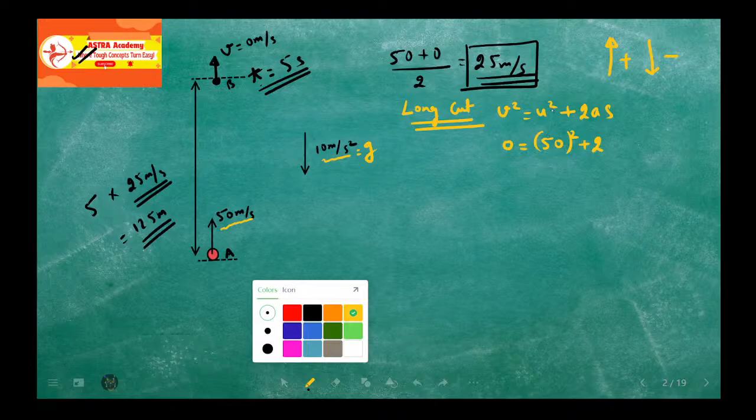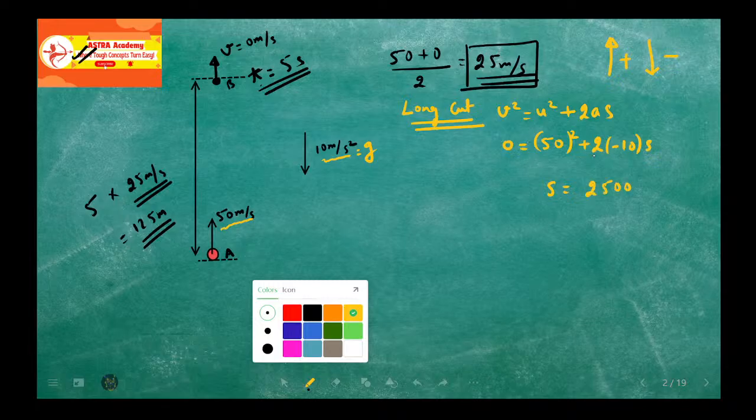In fact, there is no importance of taking u as positive because it is already getting squared. After squaring, even negative becomes positive. That's another thing. But for our convenience, we won't take any risk. So v square is equal to u square plus 2a, where a is minus 10 and this is s. So s will be equal to how much? Tell me.